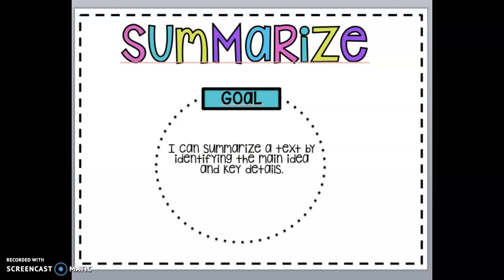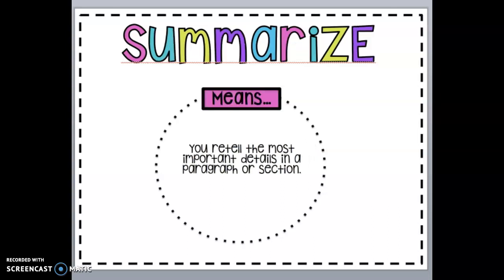All right, guys and girls, so we have decided that this week again we're focusing on summarizing. So again, for the third week, your goal is going to be to summarize the text by identifying the main idea and key details. Now, you're used to this because you've been practicing it for the last few weeks. Now, to summarize, it's still the same thing. You are retelling the most important details in a paragraph or a section, and you're wanting to retell those details in logical order. That means you're telling them in the sequence that they happen. So we're not going out of order, we're telling them in order.